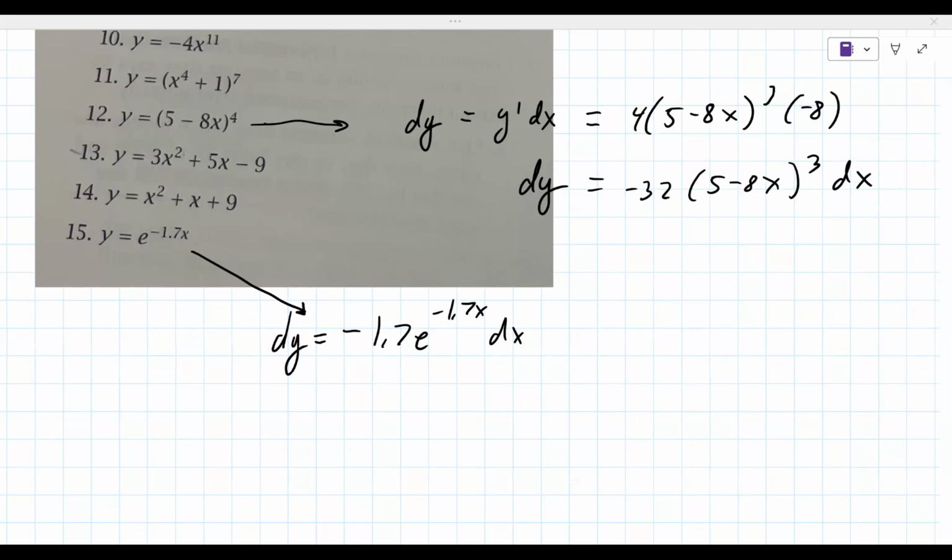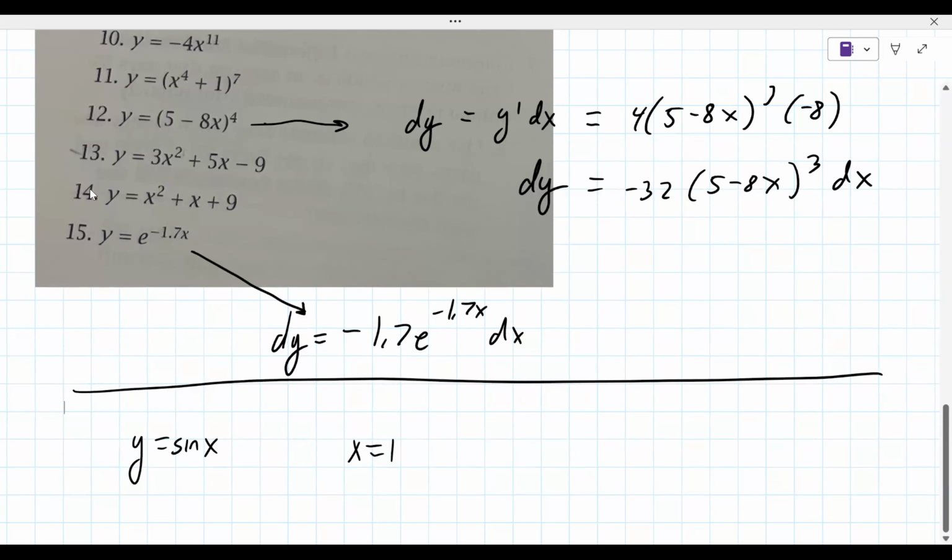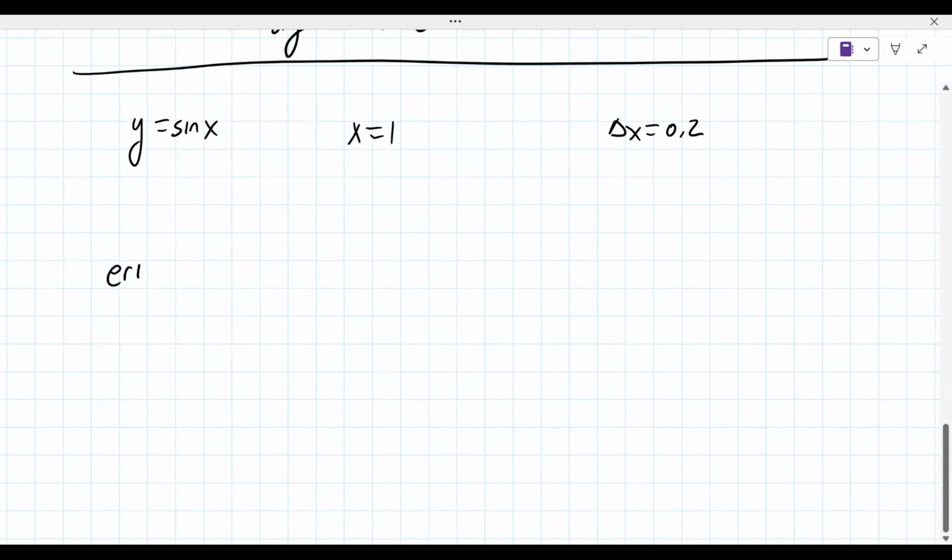What kinds of problems are you getting in class? One of the problems we did was y equals sine x, and then he just said x equals 1, and he gave us a delta x of 0.2, and we found the delta y and the error. All right. Now your error is different than my error. The error that I see is usually delta y, which is approximated by dy, over the actual output. I heard something slightly different from you. We did error is delta y minus dy. Like this. Yeah. Okay.